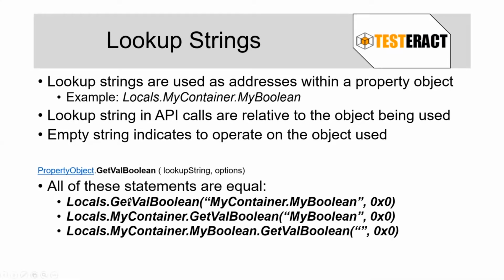So, for instance, get val boolean. I show 3 different ways that you can do that. If you had a container in locals, there's 3 different ways that you could get that based on where you are in your iteration or recursion or whatever of looking through stuff. So that's key right there. If you understand these lookup strings, the methods are very easy to use in TestStand, because half the battle is understanding these lookup strings.